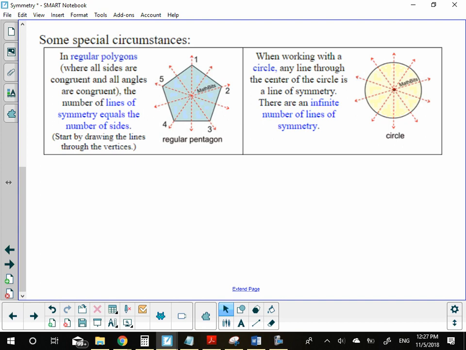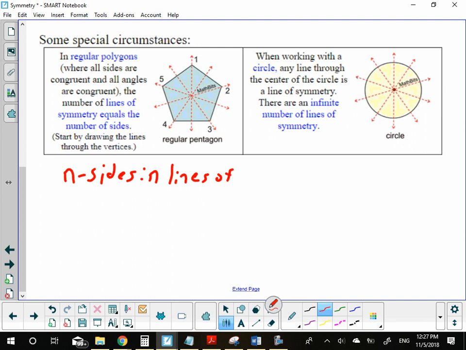And we know that however many equal sides you have, there's going to be that many lines of symmetry. So if I have n sides that are congruent, then I'm going to end up having n lines of symmetry. So that's a handy thing to know, just to check your work. Like if you're trying to find lines of symmetry through something like a regular hexagon with 6 equal sides, you should be able to draw 6 lines of symmetry.